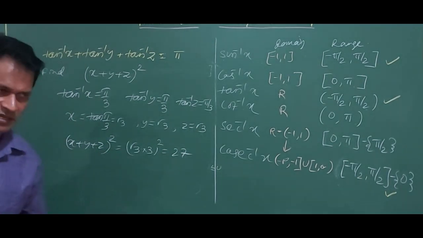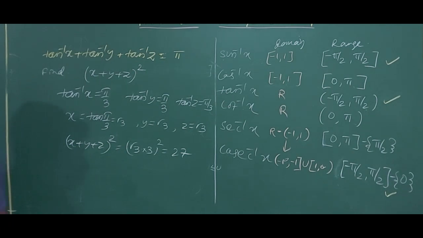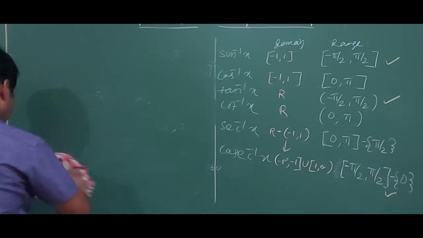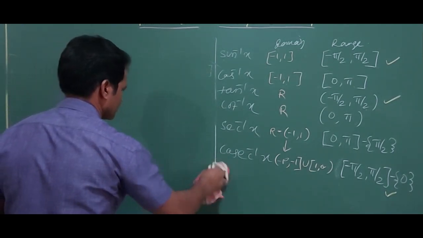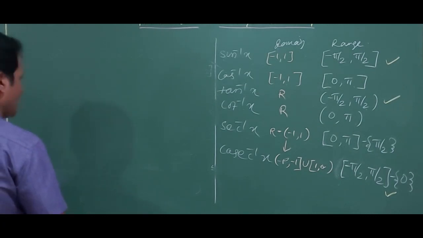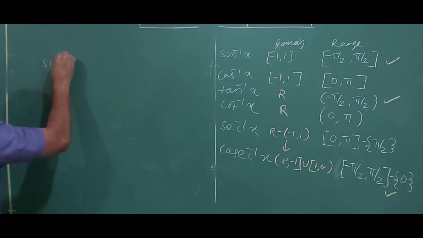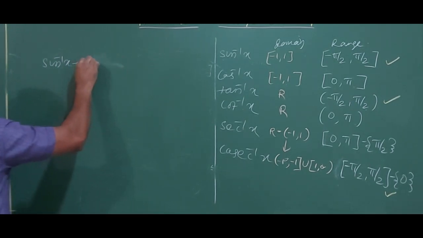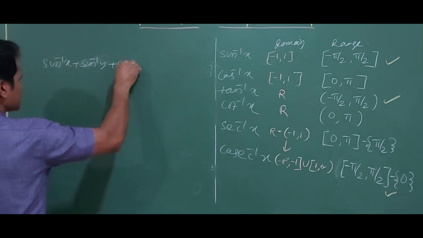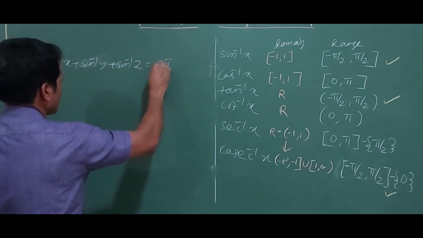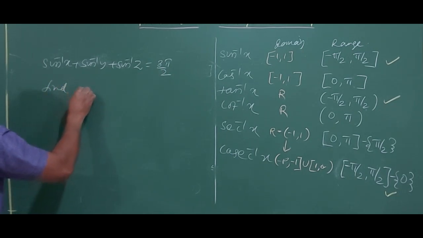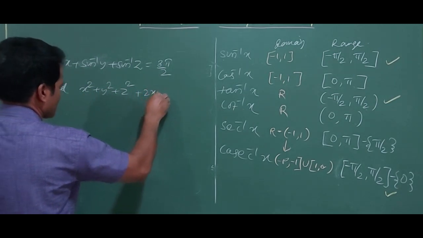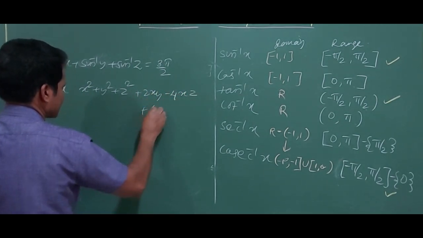Alright, one more question regarding this. Sin inverse x plus sin inverse y plus sin inverse z is equal to 3 pi by 2. Find x square plus y square plus z square plus 2xy minus 4xz plus 6yz.